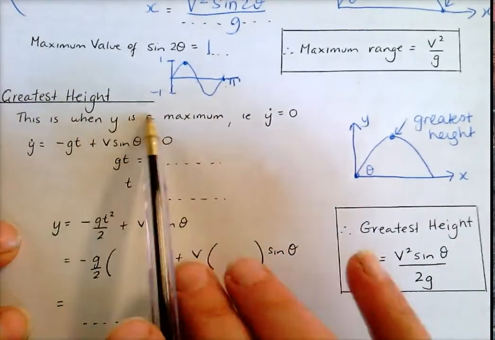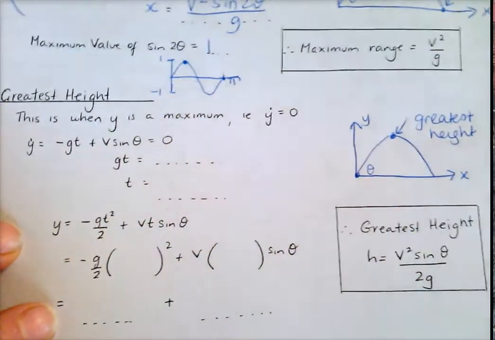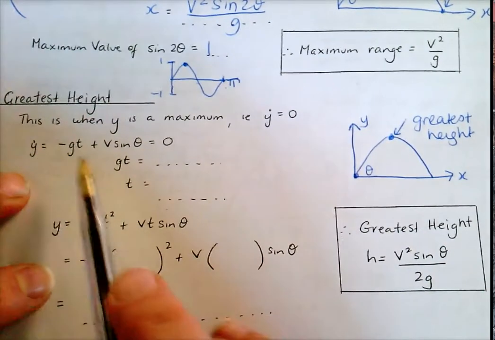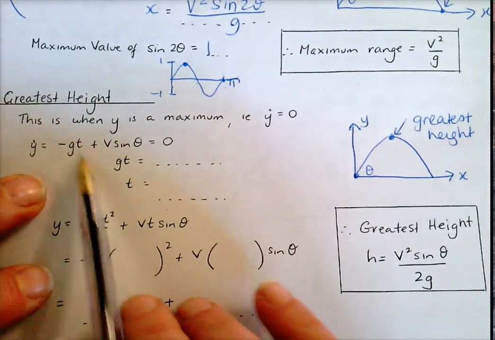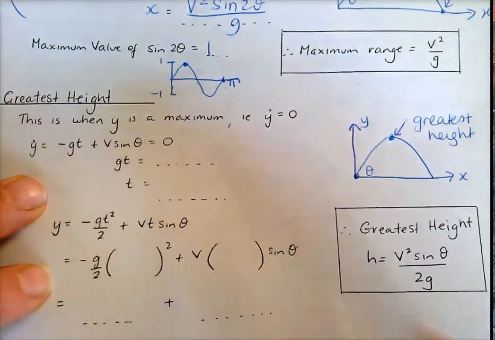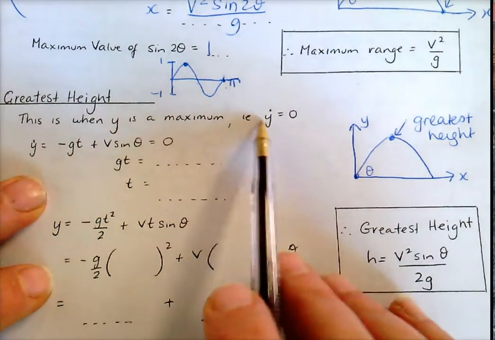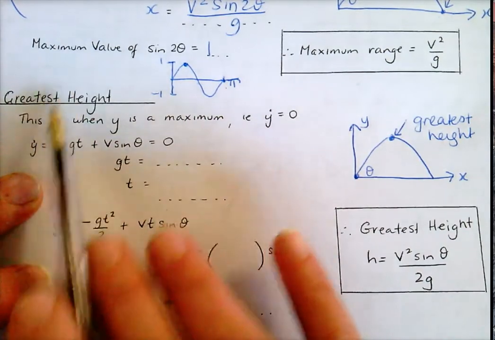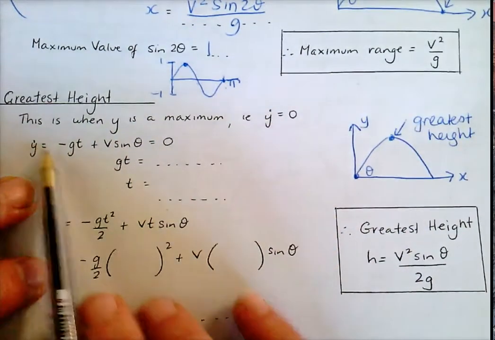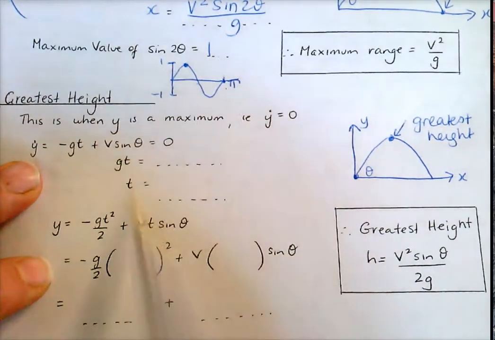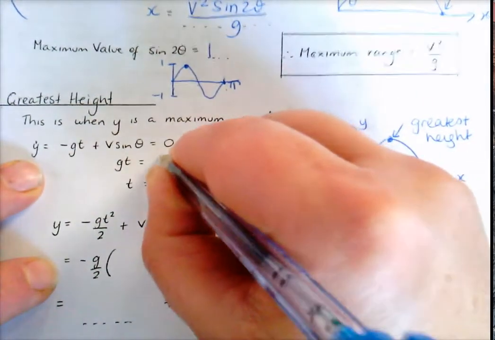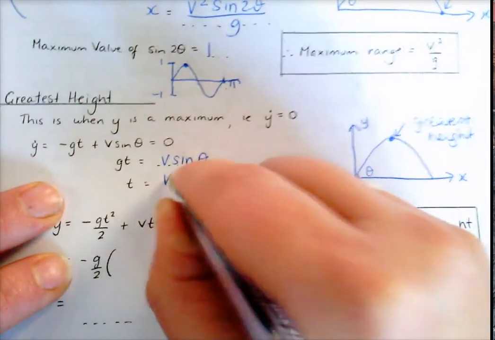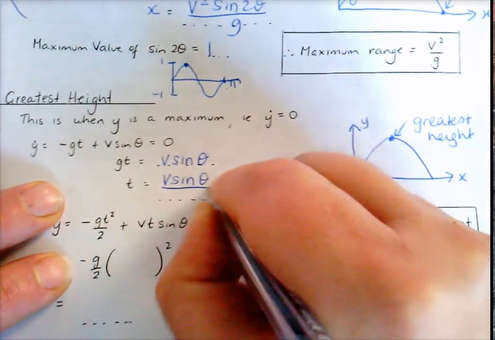So greatest height is when y is a maximum. So if you want y to be a maximum, you differentiate it and you get y dash. Now we already know that y dash from our equations of motion is negative gt plus v sine theta. So greatest height is when y dash is 0. Putting that equal to 0, taking the gt over, what do we get? gt equals v sine theta. Therefore, t is v sine theta on g.